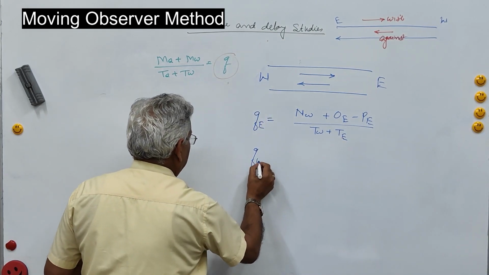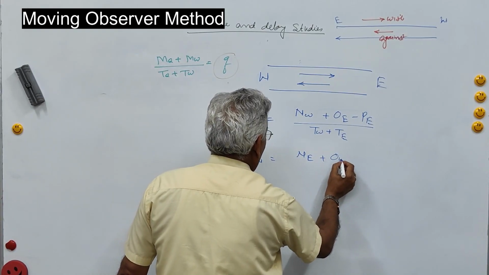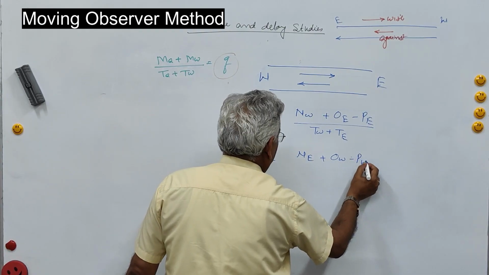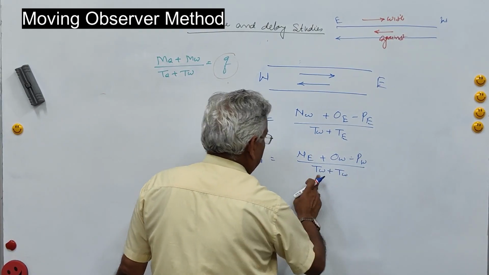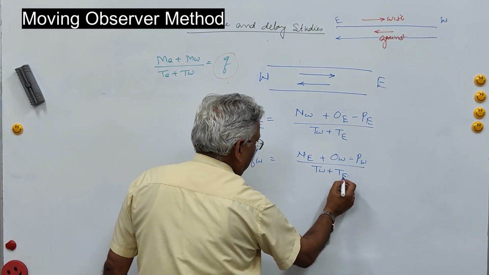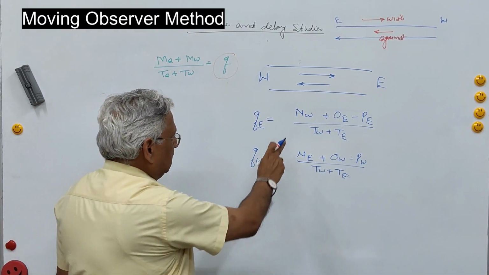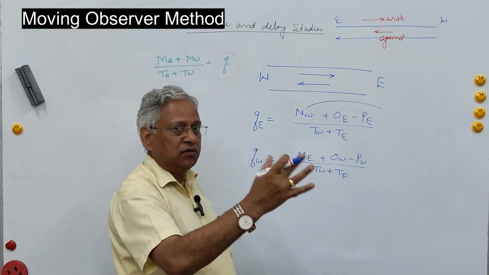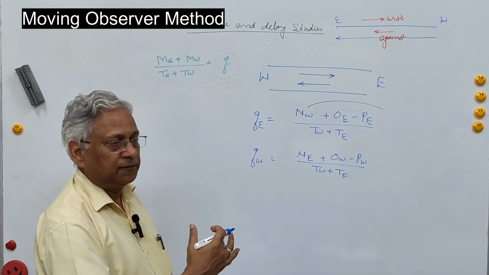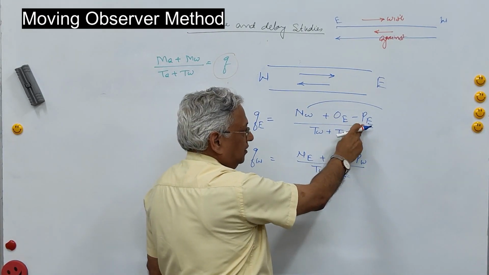And similarly, in the west direction, the flow will be (NE plus OW minus PW) upon (TW plus TE), where TW and TE are the times taken by the test car while moving westward and eastward. This is NW, that is the number of vehicles coming from the opposite direction. This is overtaking, this is passing.